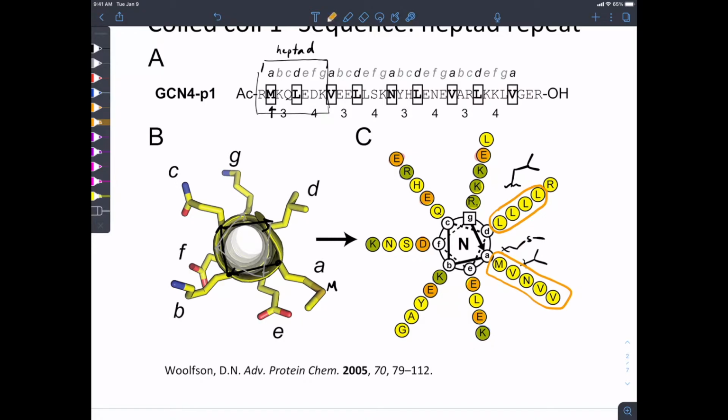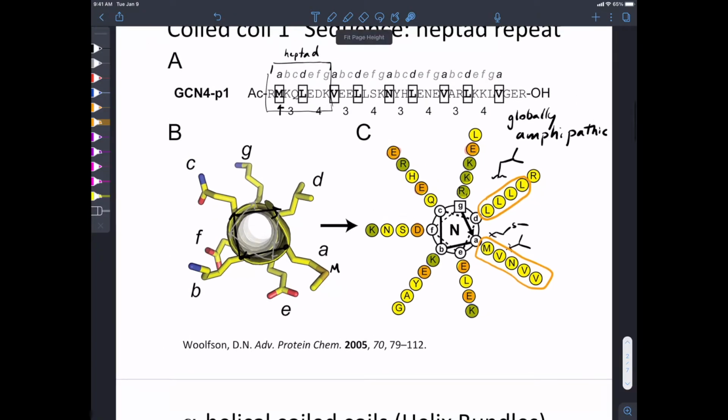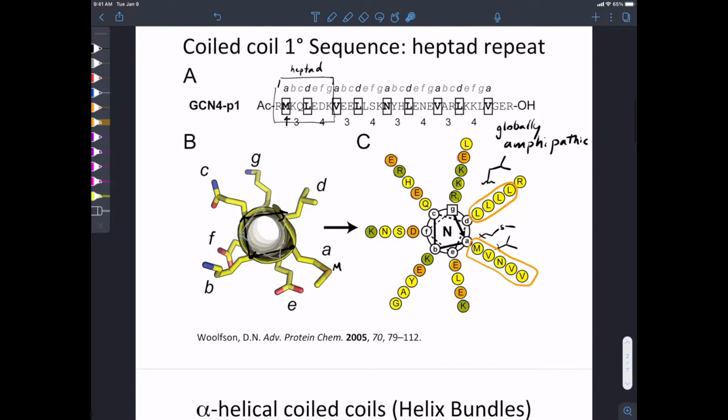And this arrangement of amino acids is something that we call globally amphipathic. Amphi means like 2 or both characteristics, like amphibian. Amphipathic means it likes both. You have one face of the molecule that likes nonpolar environments, and then you have another face that likes polar environments. And so what will happen is that 2 or more of these helices will pack against each other such that the nonpolar surface area is sequestered from solvent.